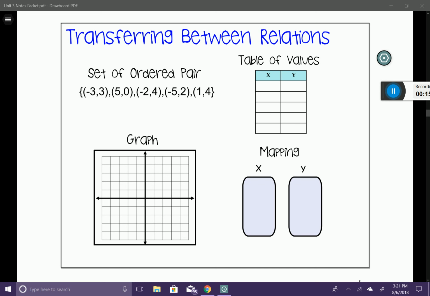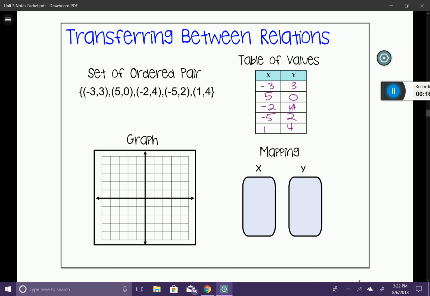So let's make a table of values first. My first ordered pair is (-3, 3), so I'm just going to write it this way. They still mean the same thing, and they're just different representations of a set of ordered pairs. Then (5, 0), (-2, 4), (-5, 2), and (1, 4). It's the same function really, just 2 different ways to represent it.